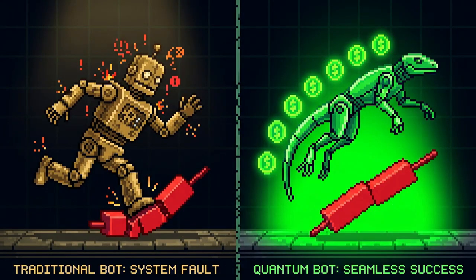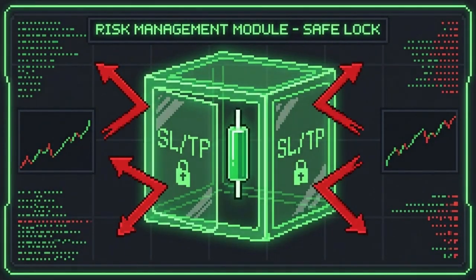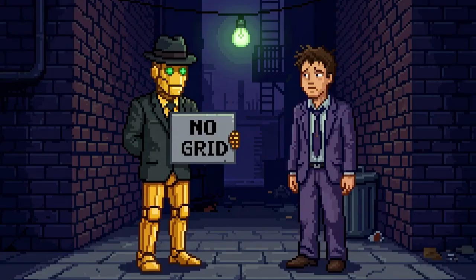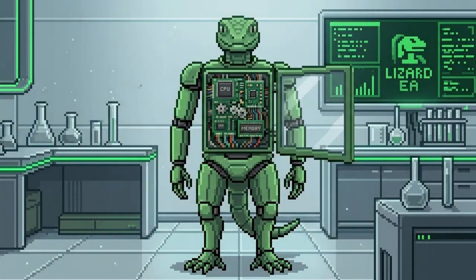Alright, let's be fair, because despite my skepticism, Lizard EA does some things that most gold bots completely fail at. Every trade has a predefined stop loss and take profit for controlled risk. Most gold EAs claim no martingale, no grid, and then quietly enable some form of recovery mode that adds positions during drawdown. Lizard doesn't. That's huge.